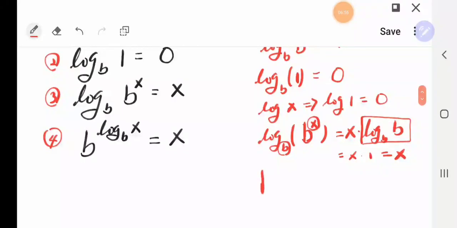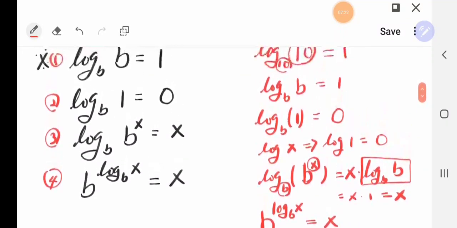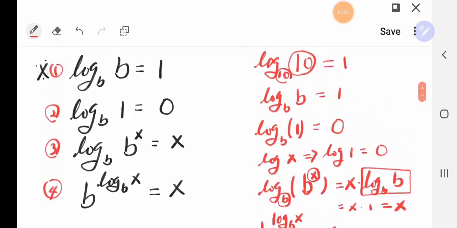How about the fourth property? The fourth property is an exponential form where the base is b and the exponent is the logarithm base b of x. Then you can get rid of the base b and the logarithm b, so this will be simply x. There are four properties that we use a lot, so please remember these. You can memorize these properties.